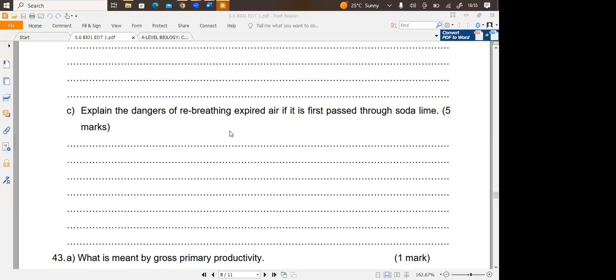Lime water detects presence. Lime water is actually calcium hydroxide. Lime water detects the presence of carbon dioxide, which turns milky if carbon dioxide is present. That is lime water. It detects the presence of carbon dioxide. But soda lime absorbs the carbon dioxide. So don't confuse lime water and the soda lime. They do different things in science.